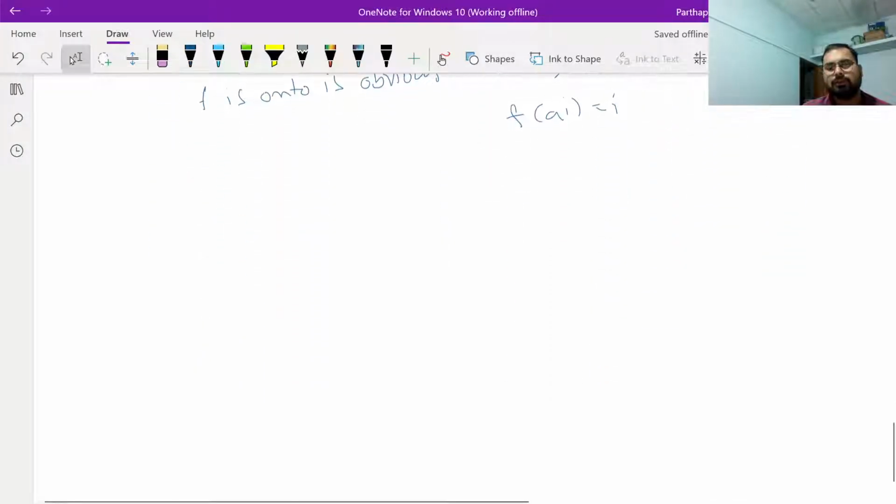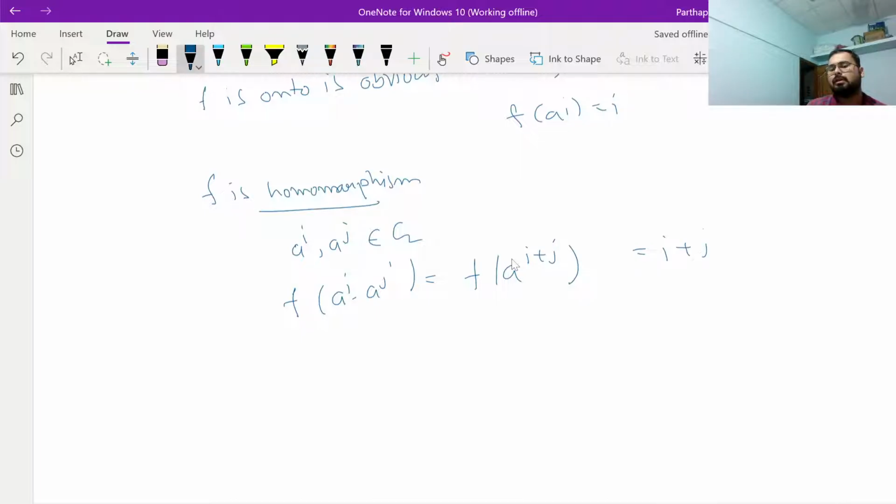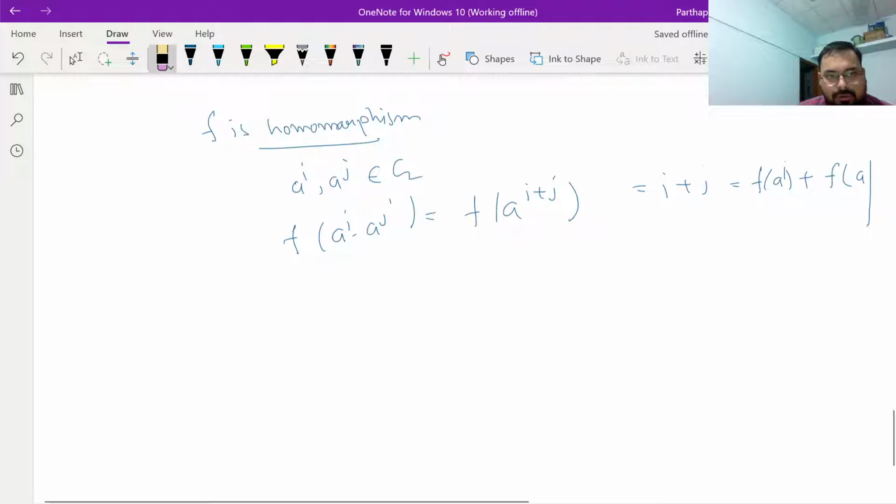Finally we will show that f is a homomorphism. Let us consider two elements from G, say a to the power i and a to the power j belonging to G. Then f of a to the power i times a to the power j is equal to f of a to the power i plus j, which is i plus j, and this is equal to f of a to the power i times f of a to the power j. So therefore f is a homomorphism.